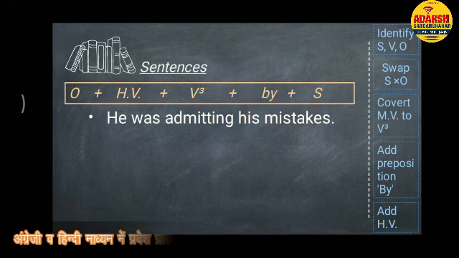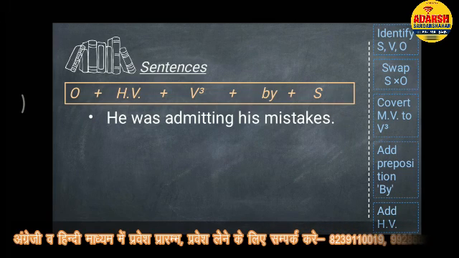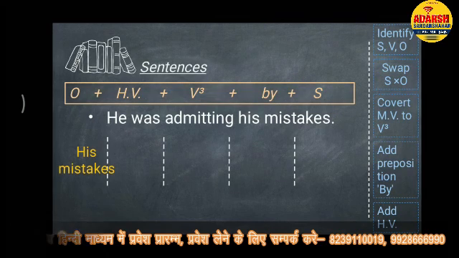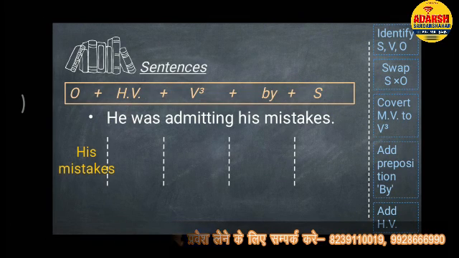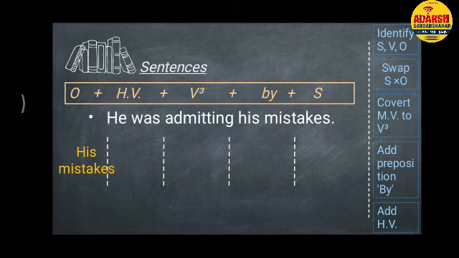Before going to the second step, let's write here the formula, which is object plus helping verb plus verb's third form plus by plus subject. Now let's go towards our second step, which is swap subject to object and object to subject. Here I put our object, which is his mistakes, in the place of the subject, right? Now we need to put our subject in the place of our object.